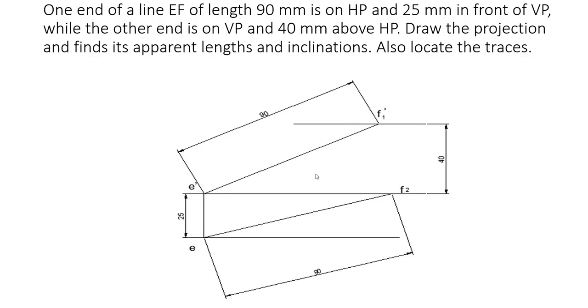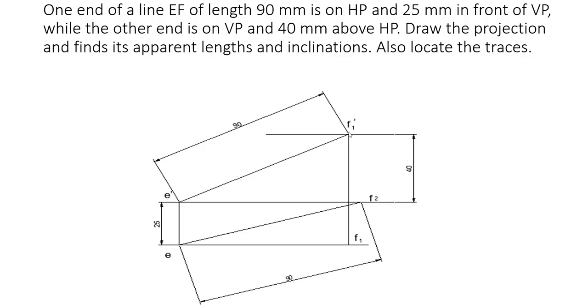Now it's given that the true length is 90 mm. So from E, one end is in front, so from E we want to cut an arc to the VP line. This is the VP line, or this is the top view of the point F. The top view of the point F will be on this reference line. So from E we want to mark 90 mm like this, cut 90 mm to this reference line. Name that point as F2, because this is true length. These two are true lengths, so we name them F1 dash and F2.